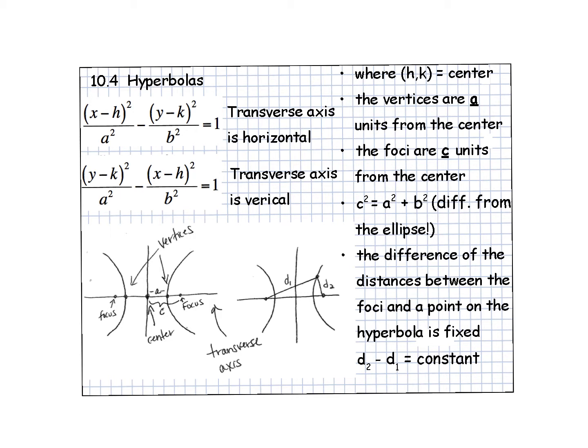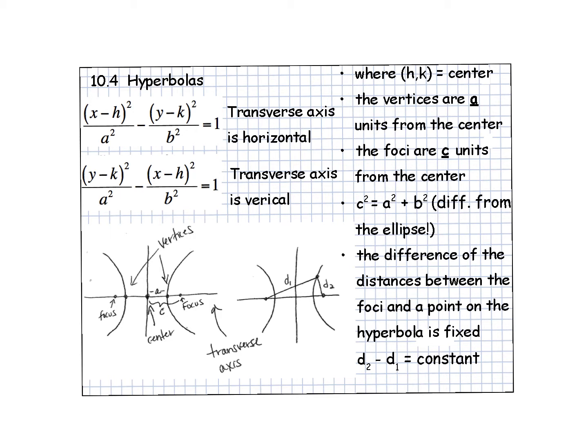So h, k is your center, right? Similar to what we did before. The vertices are a units from the center. a will be the first term's denominator, well, the square root of the first term's denominator. Okay? So it could be under the x, it could be under the y, but that's how far apart the vertices are from the center. The foci are c units from the center. Okay? c is not a value that you can extract from the standard form. c is a value that we need to find.